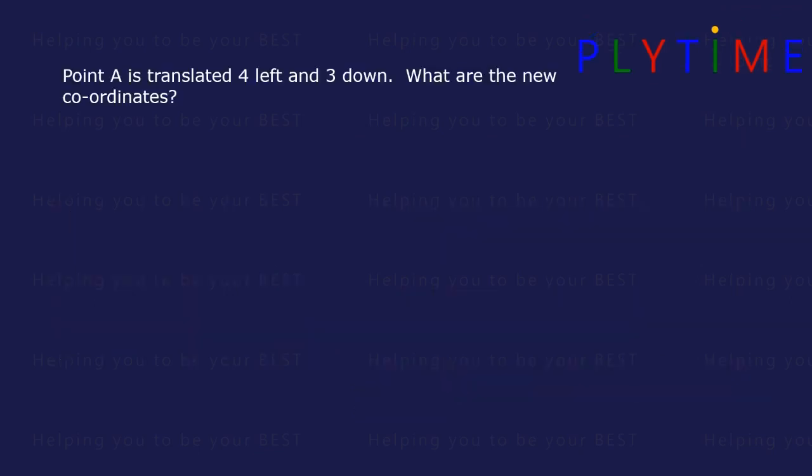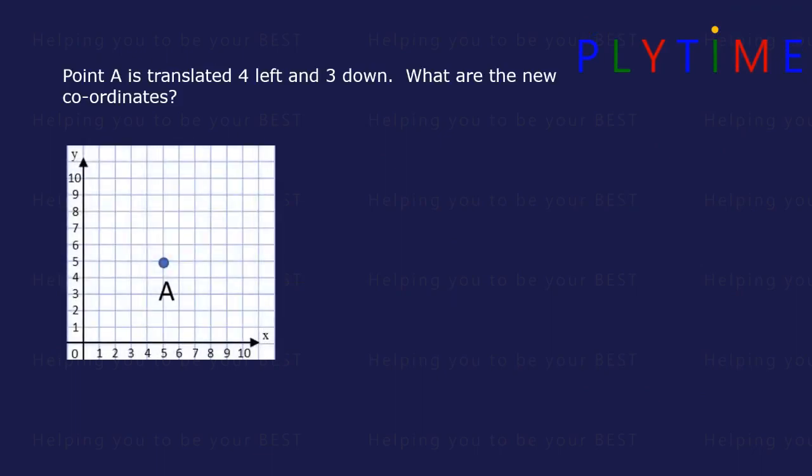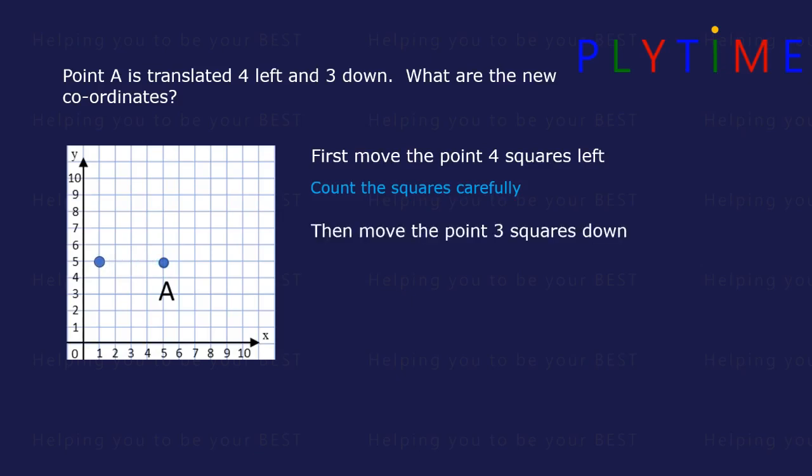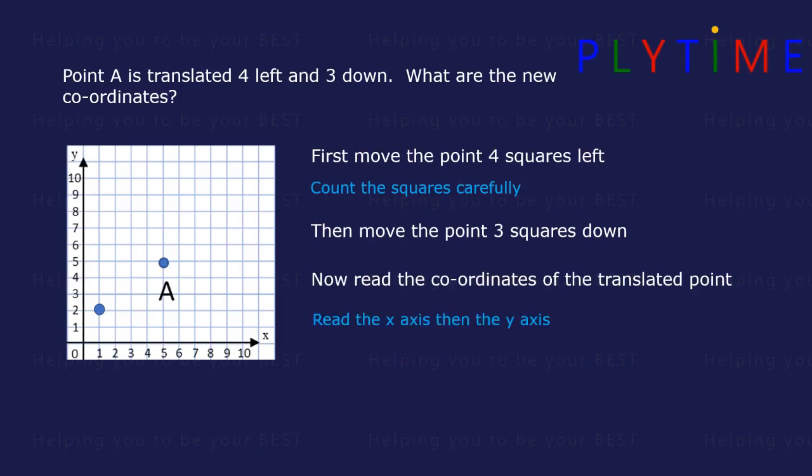Point A is translated 4 left and 3 down. What are the new coordinates? First, move the point 4 squares to the left. We need to count the squares carefully. Now we need to move the point 3 squares down. And now we need to find the coordinates of the new point. We read along the x-axis, then up the y. So the new coordinates would be (1, 2).